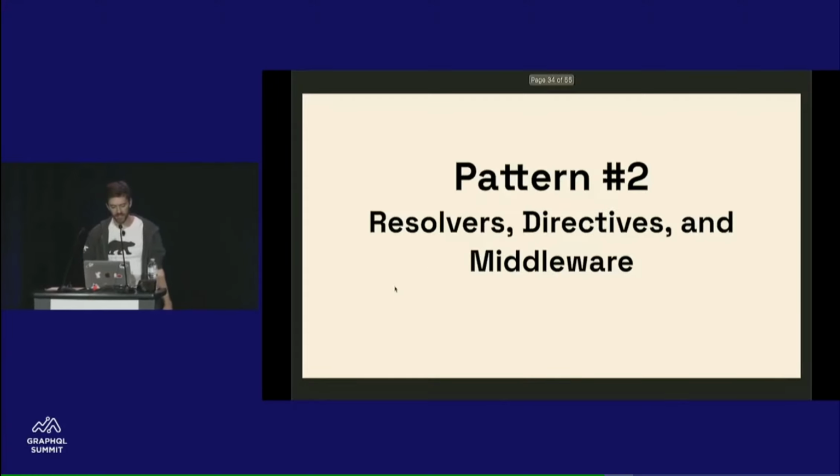Okay, so with that, I'm going to speak about my second pattern, which is doing authorization in that GraphQL layer. I'm primarily going to speak about doing it in the resolver layer. There are many different ways you can do this, like directives and middlewares. I'm going to pick it as just an example, just to give you the gist.